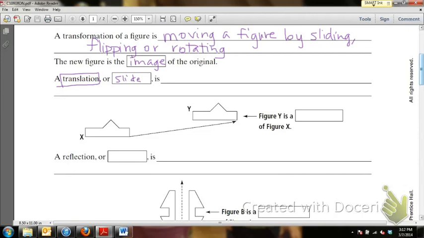Okay, and that is when a figure moves to another place but keeps its size and its direction.